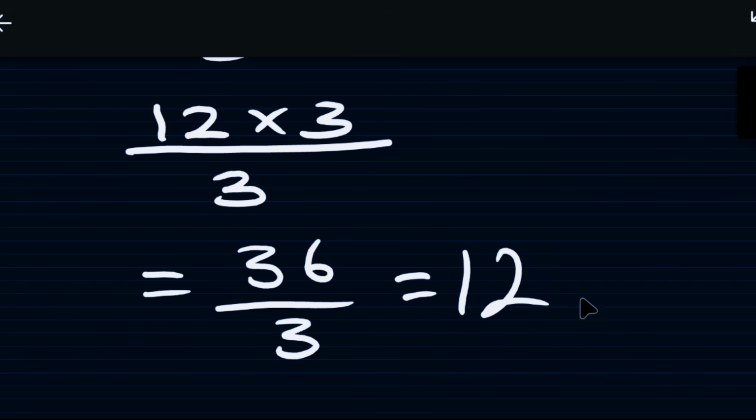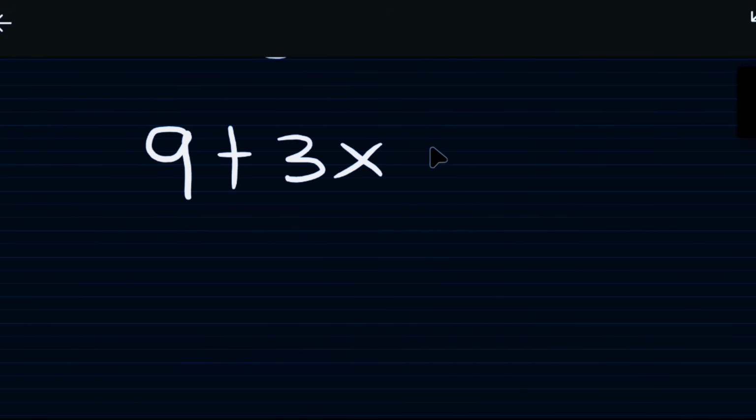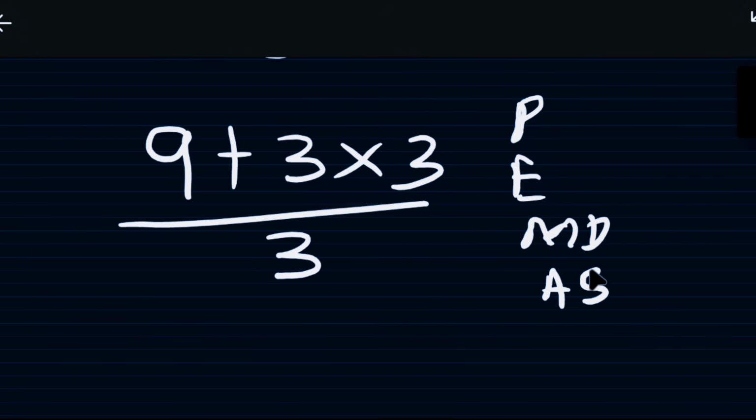Okay, 12. But this is totally wrong, because according to the order of operation, which is PEMDAS, our question is 9 plus 3 times 3 divided by 3. Now according to the order of operation, which is PEMDAS, P, E, M and D, A, S, where P is parenthesis, E is exponent, M and D is multiplication and division.